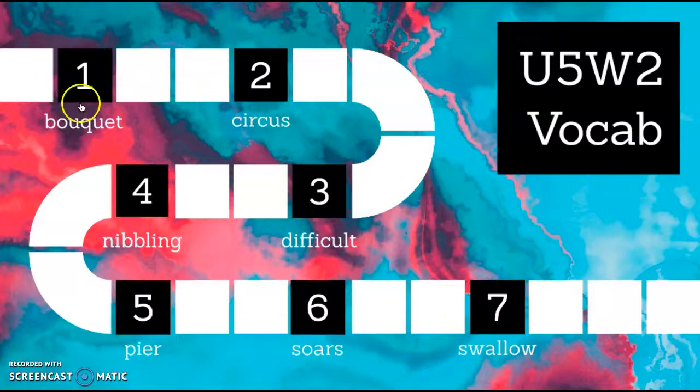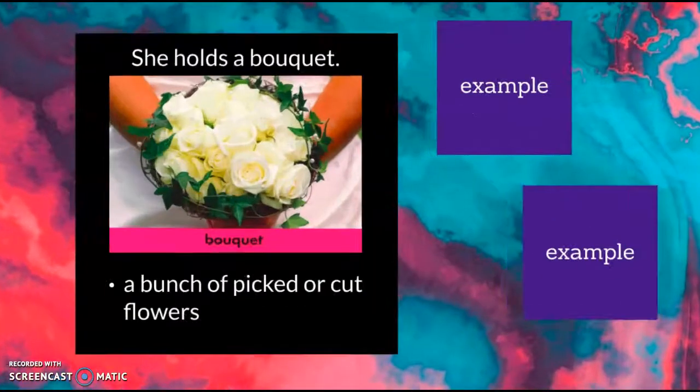So let's write down number 1, and our first vocab word is going to be bouquet. She holds a bouquet. Let's say the word together. Bouquet. A bouquet is a bunch of picked or cut flowers. So next to number 1, you should have bouquet written down, and then our definition, a bunch of picked or cut flowers.